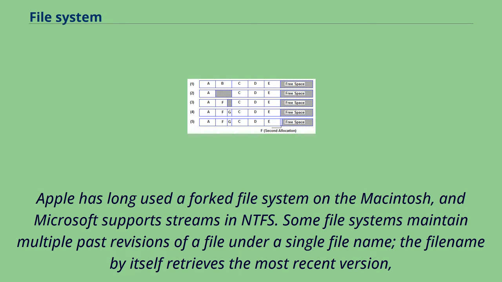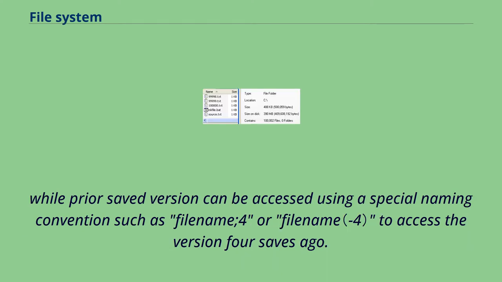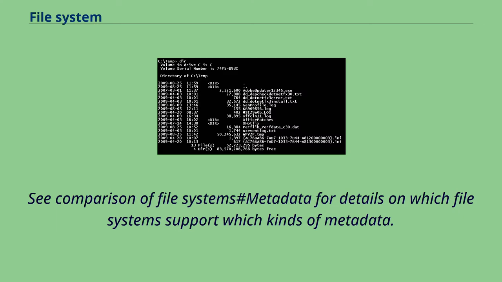Some file systems maintain multiple past revisions of a file under a single file name. The file name by itself retrieves the most recent version, while a prior saved version can be accessed using a special naming convention, such as filename;4 to access the version 4 saves ago. See comparison of file systems, hash metadata, for details on which file systems support which kinds of metadata.